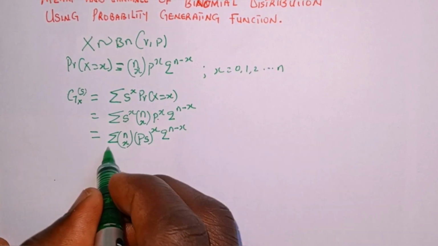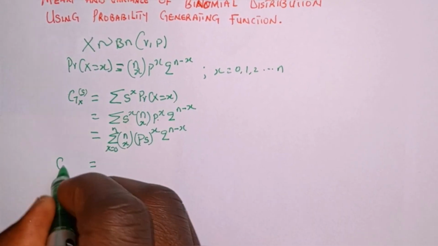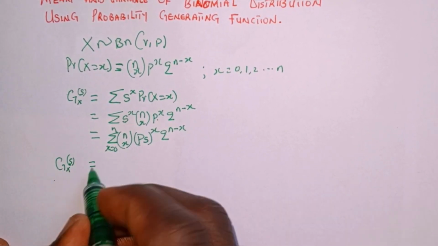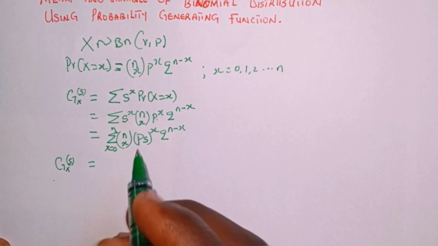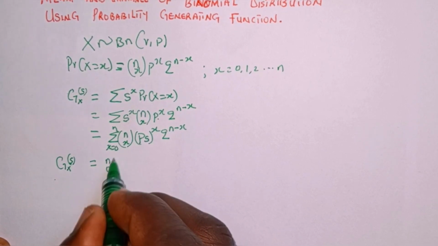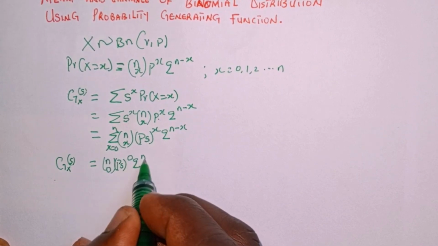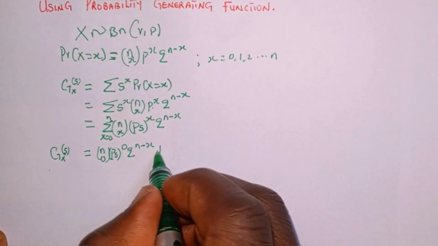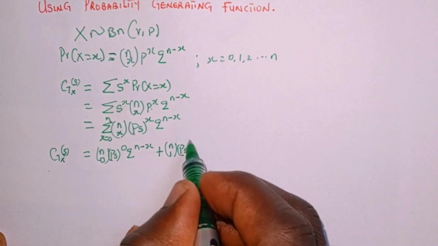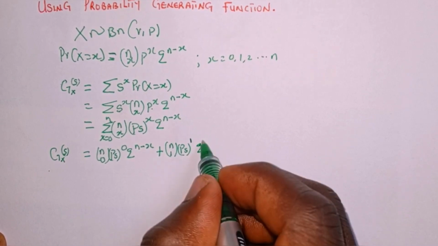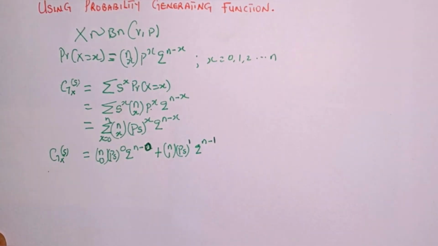So what do we do? Remember that this summation is ranging from x equals 0 to n. So we're going to take the summation. G sub X of s is the same as what? At x equals 0, we have n combination 0, then ps raised to the power of 0, q raised to the power of n minus 0, then plus, at x equals 1, n combination 1, ps raised to the power of 1, then q raised to the power of n minus 1. In place of x, we replace 0.